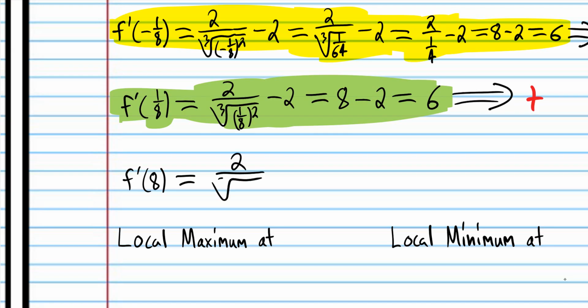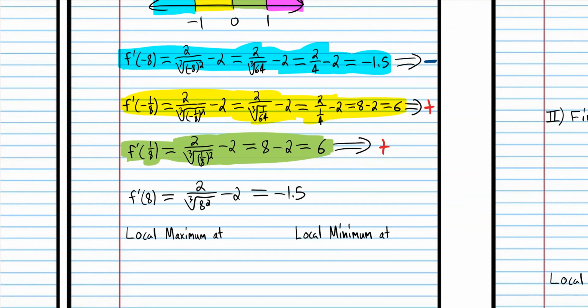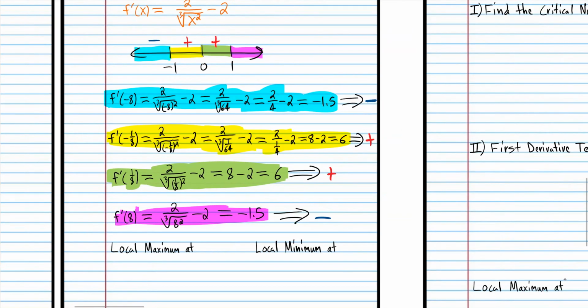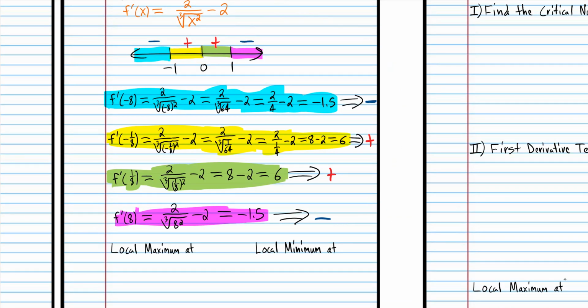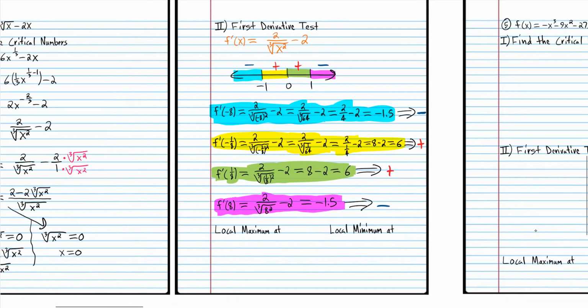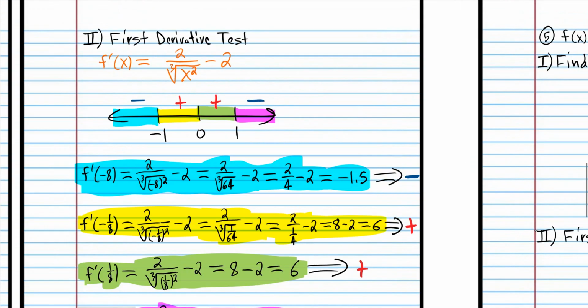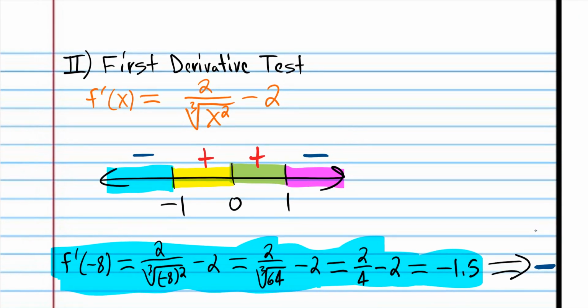So we have 2 over the cube root of 8 squared minus 2, and that leads us to negative 1.5. So we tested the purple region and we got a negative number. So I'm going to go up here and write a negative there. Okay, so we get a negative number.